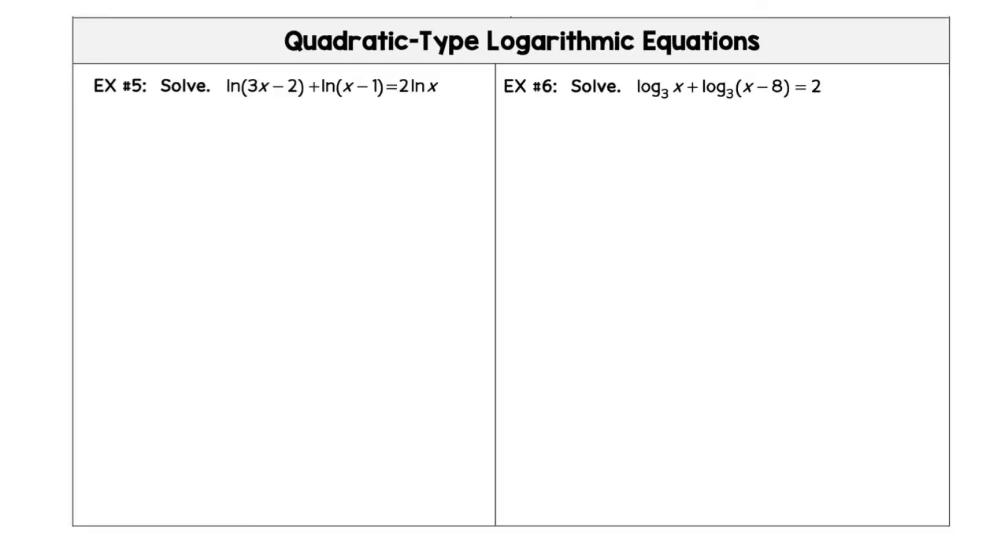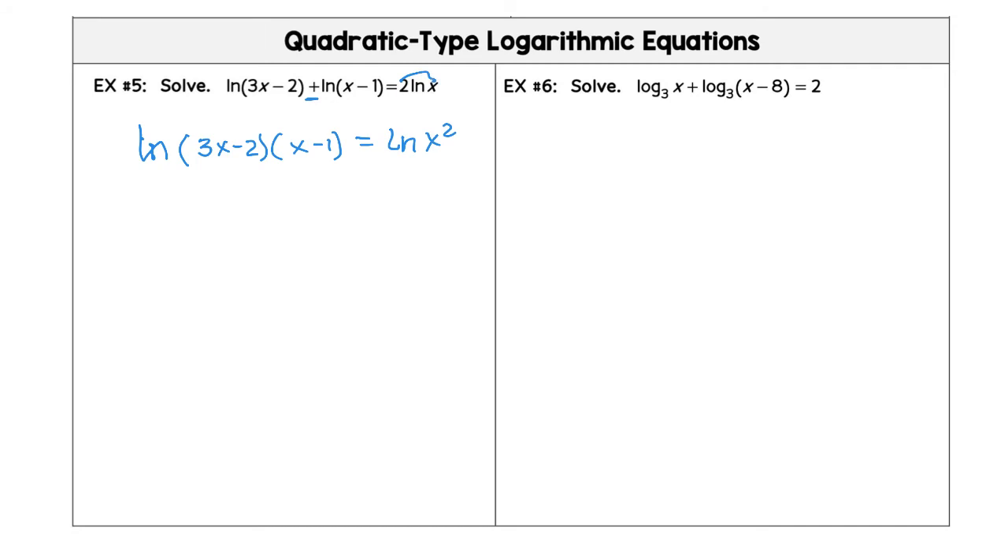All right. Now looking at our next problem, example 5. This one, we're going to use some of our rules here. Notice we're separated with a plus sign. So we're going to put that back together and say natural log. That's going to be 3x minus 2 times x minus 1. And that's going to be equal to natural log of x squared, because we moved that up.